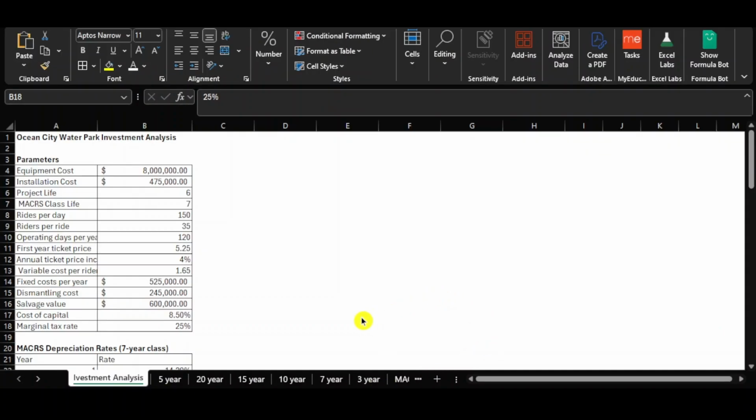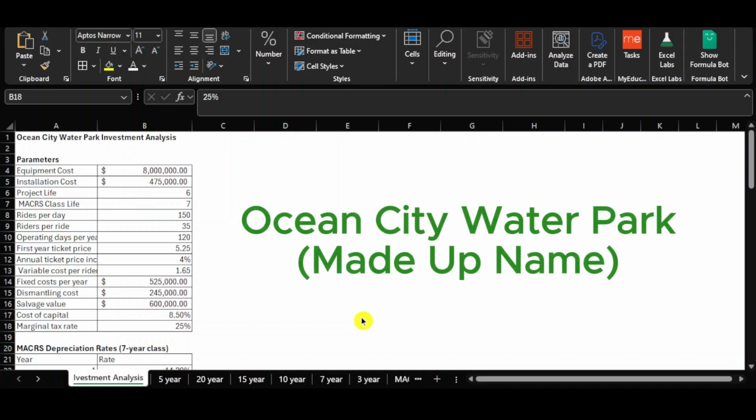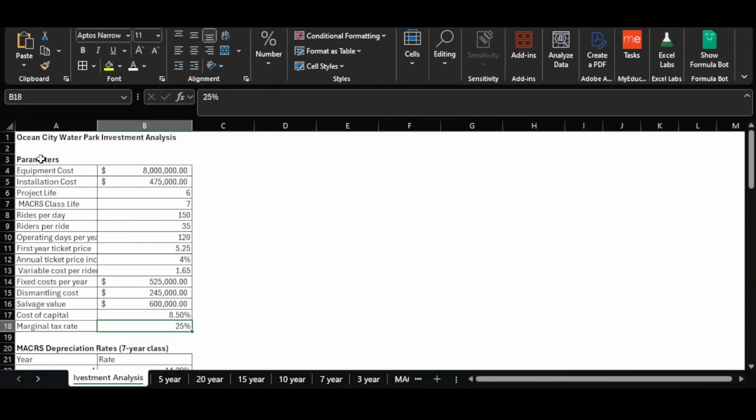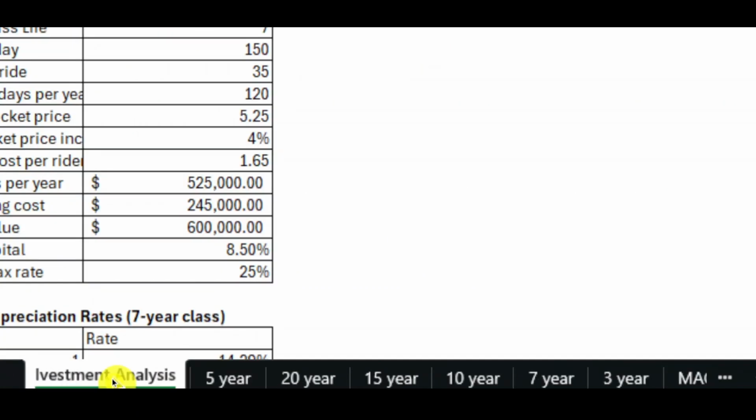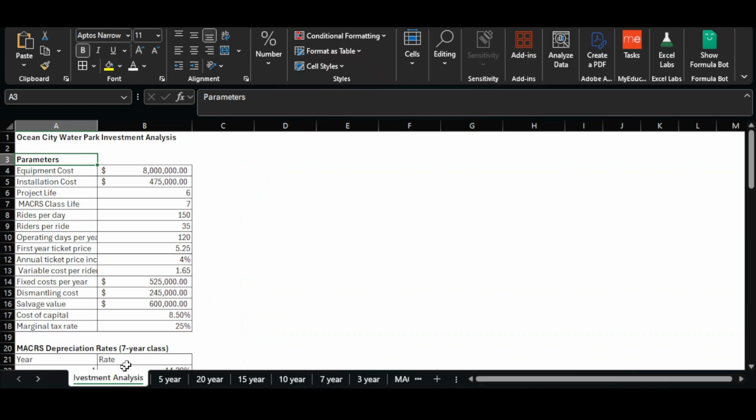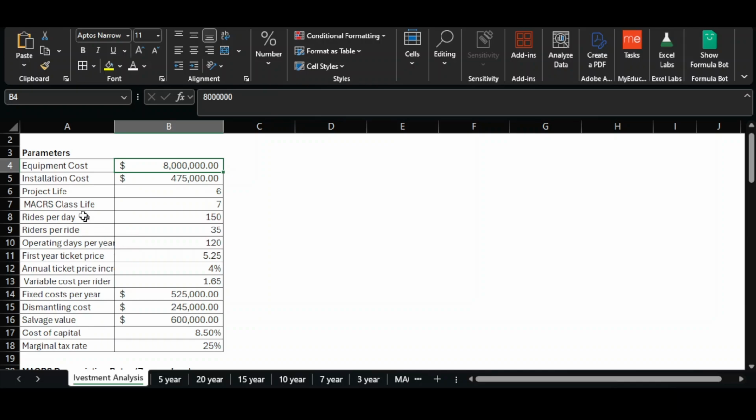All right, so this video is made to walk you through the building of the data model about the Ocean City Water Park investment analysis. To start off, what was needed is a list of all the parameters. As you can see in the slide, investment analysis, it is best that you list all the given metrics. Number one, equipment cost, which is this value. And these are all pretty much straightforward, just writing them down.